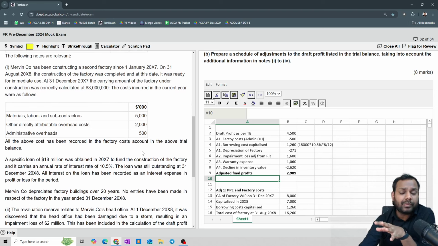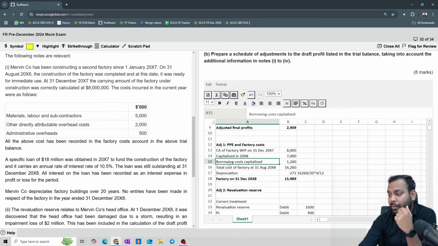Now I have made an assumption that the loan was taken at the end of the previous year, but Sadavrat's query was, if I assume that the loan was taken at the beginning of the previous year, how will it change my answer? In that case, the borrowing cost to be capitalized amount will change. I have included only the amount of 20x8. I've included that amount only.